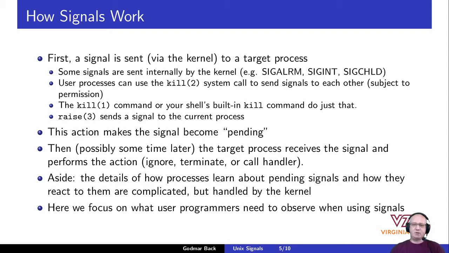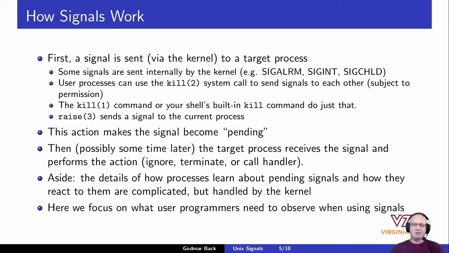At this point in time, the signal is set to become pending. It's pending because the target of the signal may be doing something else. It may be running on another CPU. It may even be in the blocked state. So after the signal becomes pending, sometime later, usually a short time later, but we'll see exceptions to that, the target process will receive the signal, and then it performs the desired action. That could be to ignore it, terminate the process, or call a handler for this particular signal.